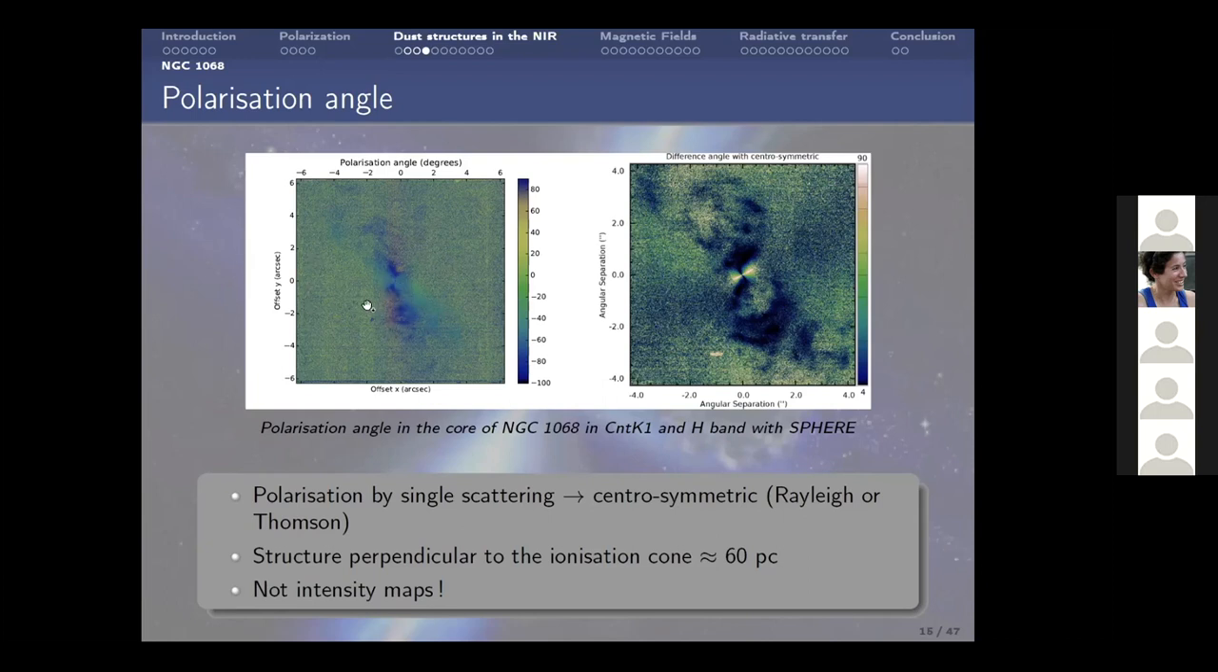And if you look at the very center, you have this entire region of pretty constant color, which means that the polarization angle is pretty constant at this location. This is not really expected, because it means it's not just single scattering, and we have to study a bit more the polarization mechanism in this region to understand this center region. This is a region about 60 parsec wide and I think 30 parsec thick. So yeah, that's about it for polarization angle.